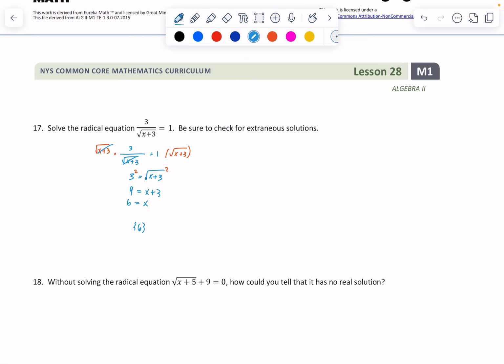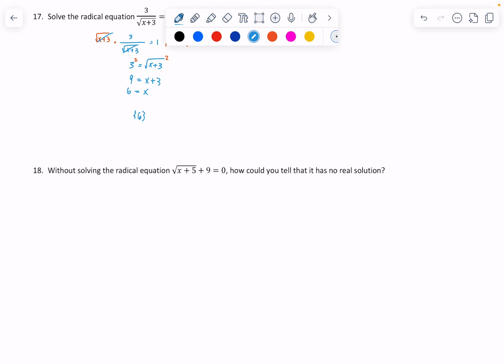All right, without solving the radical equation, root x plus 5 plus 9, how could you tell that it has no real solutions? Well, if I move the 9 to the other side, I get the square root of x plus 5 equals negative 9. Again, the square root can never equal a negative value, so that's as far as that goes.